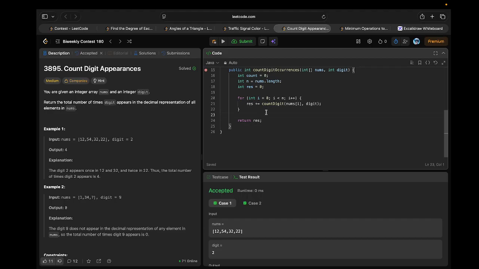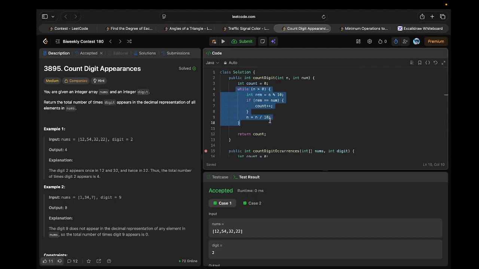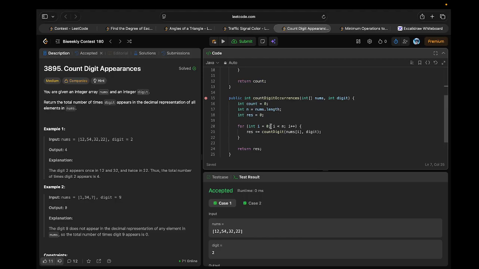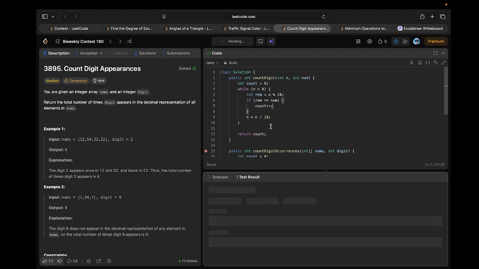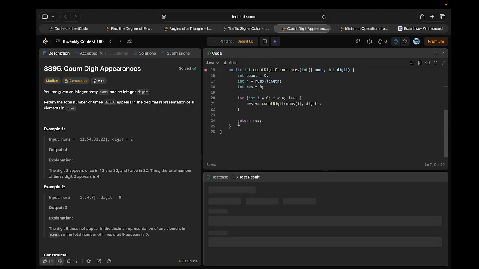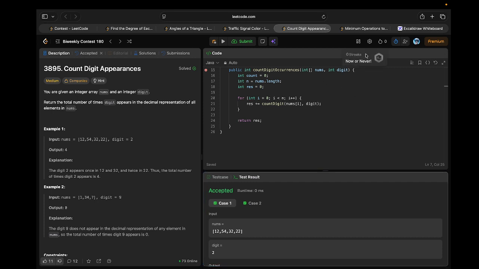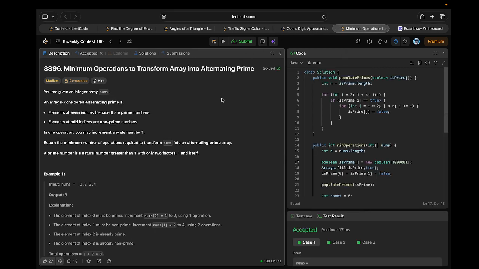So just iterating over all the numbers and counting the digits, while this is the way to actually iterate over each digit of a number, right? And just simply writing a count. So this is what the whole code looks like. I don't know, this is a pretty easy problem, right? Let's move to the third problem.